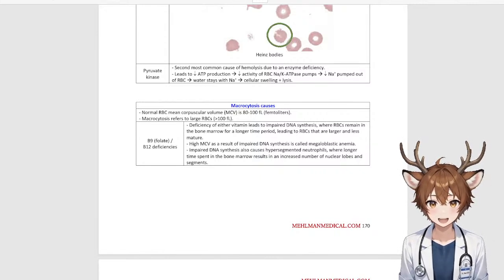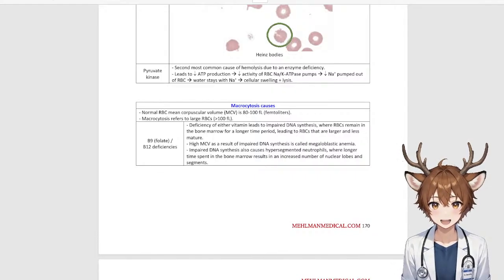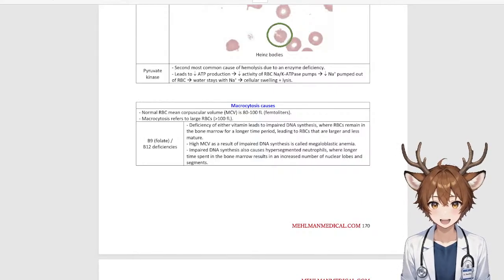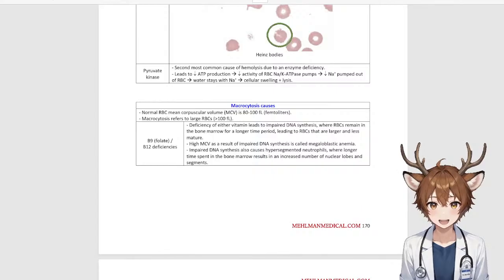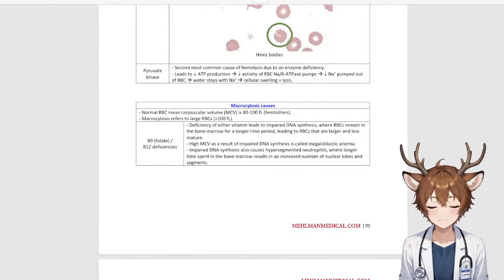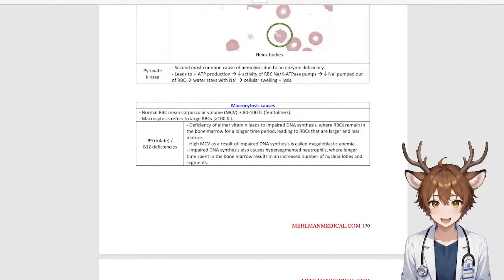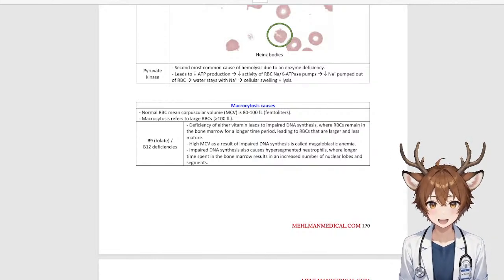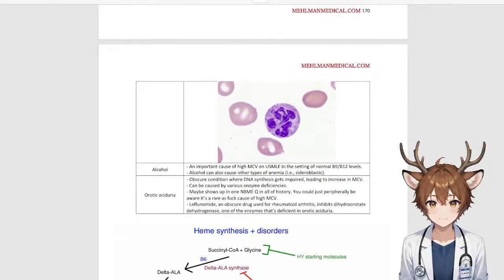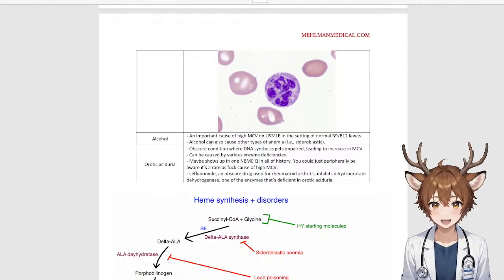B9 folate and B12 deficiencies. Deficiency of either vitamin leads to impaired DNA synthesis, where the RBCs remain in the bone marrow for a longer period of time, leading to RBCs that are larger and less mature. High MCV as a result of impaired DNA synthesis is called megaloblastic anemia. Impaired DNA synthesis also causes hypersegmented neutrophils, where a longer time spent in the bone marrow results in an increased number of nuclear lobes and segments. So there we go right there.